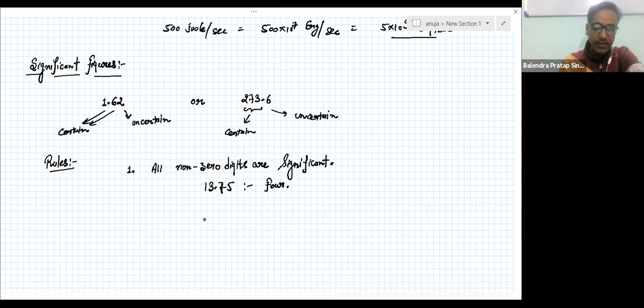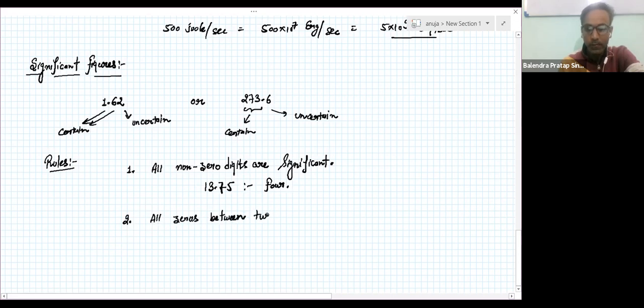Next, rule number two. Rule number two says that all zeros between two non-zero digits are significant. All zeros between two non-zero digits are significant.